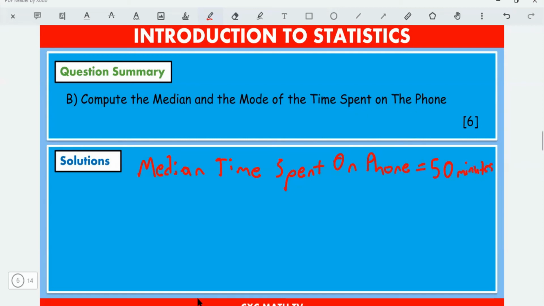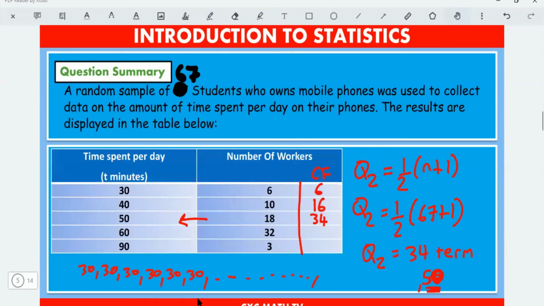That's the median amount of time spent on phone. That's not too bad. 50 minutes, less than an hour a day by students. And that's 4 marks. The median is usually worth 4. So it's 2 marks now to find the mode. The mode is which one occurs most frequently. Most frequently, 32 students spend 60 minutes, most frequent.